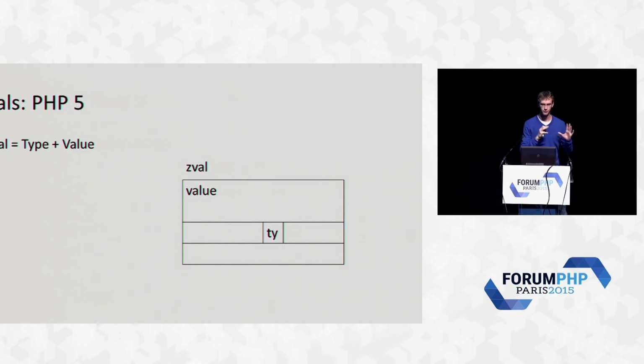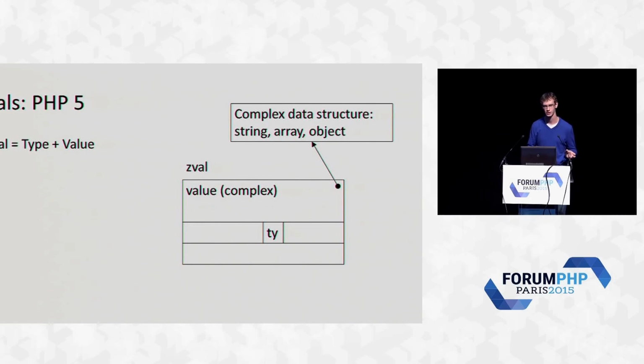Now, the values can be roughly classified in two categories. So there are simple values, like null, boolean, integer, or float. These are small values which can be stored directly in here. And then there are complex values. These are things like strings, arrays, and objects. These are simply too large to store directly in a zval, and instead you have to use a separate complex data structure and only store a pointer to it. So that's like a raw value.